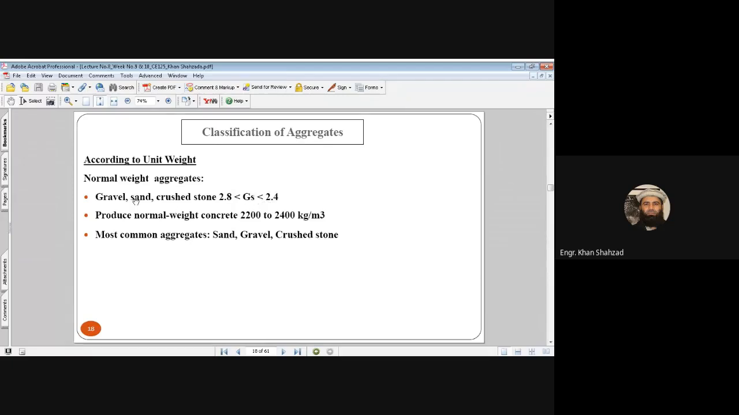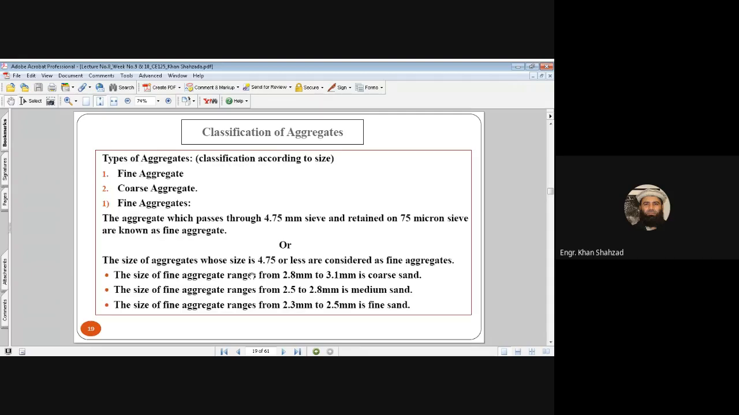So the gravel, sand, or crushed stones having specific gravity between 2.4 and 2.8 are called normal weight aggregates. These normal weight aggregates produce normal weight concrete having a density of 2200 to 2400 kg per cubic meter. The most common aggregates are sand, gravel, and crushed stones, which are normally available in the market.